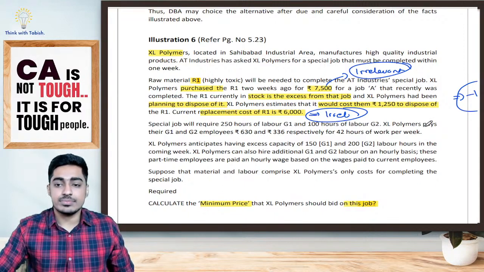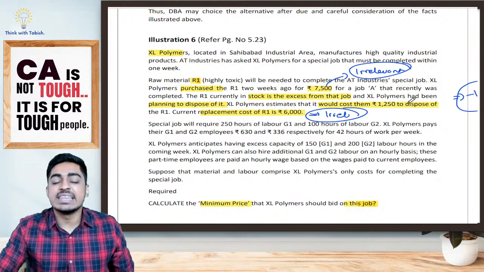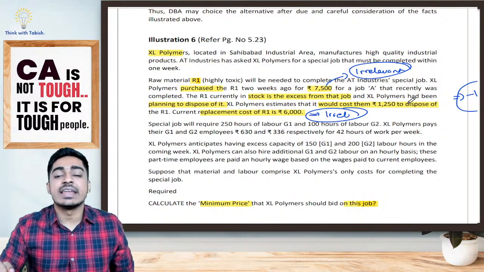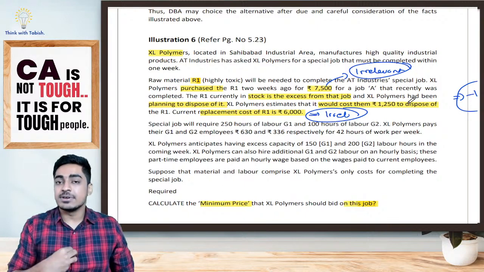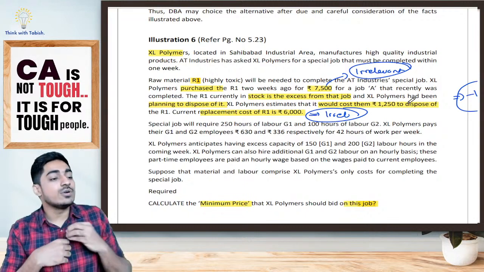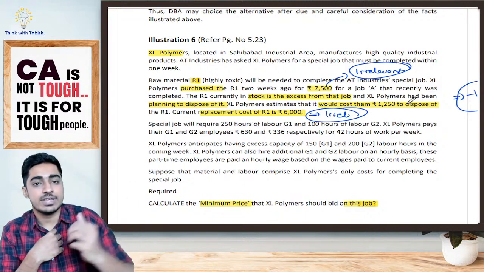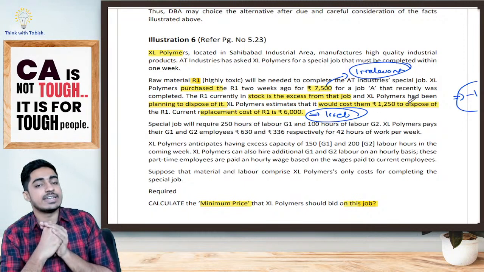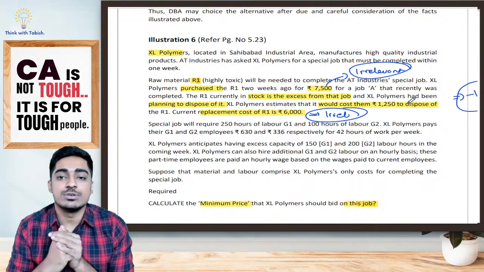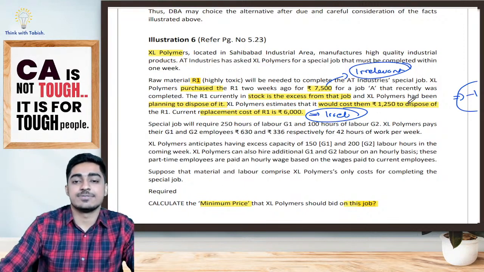Okay. So this is clear. Yes, minus 1250 is the relevant cost. If this job was not there, we had to dispose it off, we had to pay 1250. Now we are saving that 1250. We'll tell, yes, our relevant cost is 1250 negative. Yes, that is the first thing.